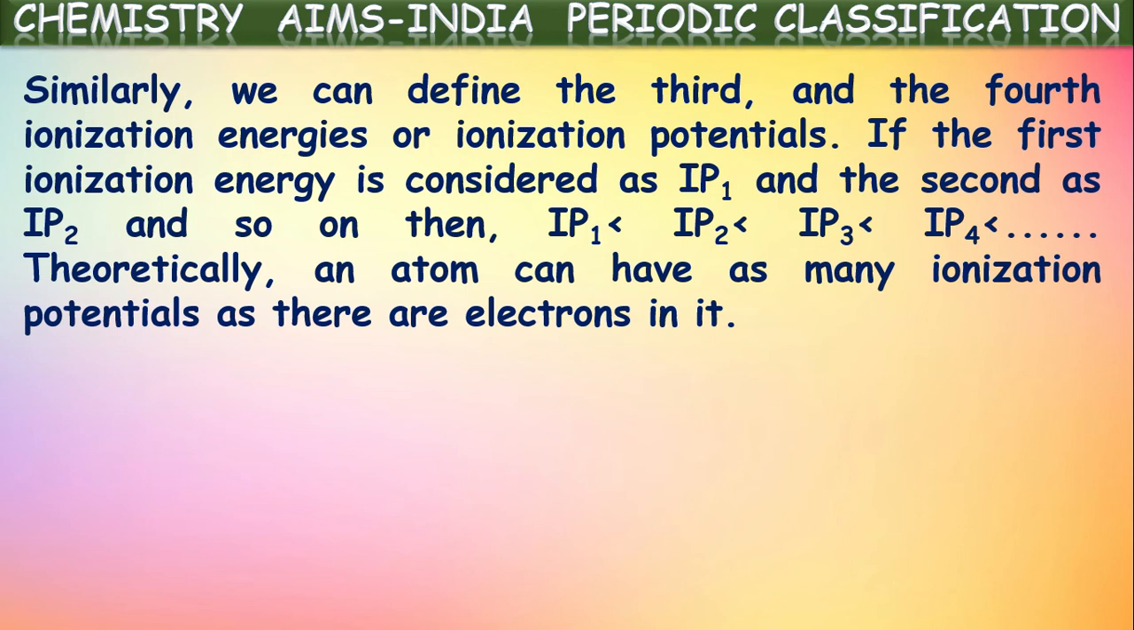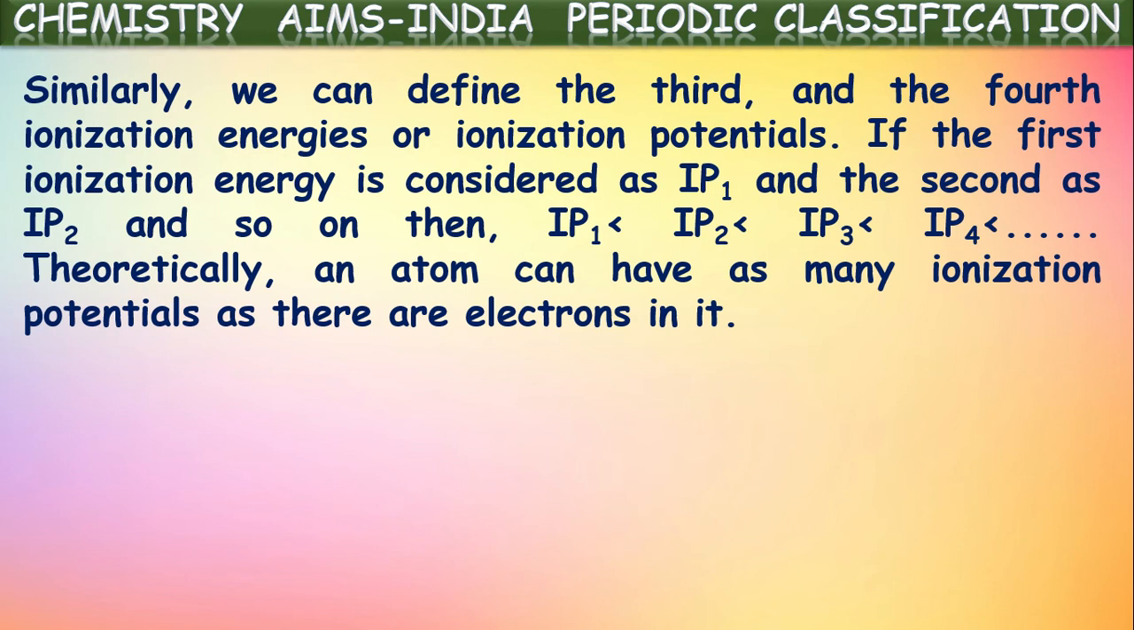The amount of energy required to remove the third electron, meaning to remove an electron from the dipositive gaseous ion, is called the third ionization potential. In the same way, the amount of energy required to remove an electron from the tripositive gaseous ion is called the fourth ionization potential. In this way, we can define them.